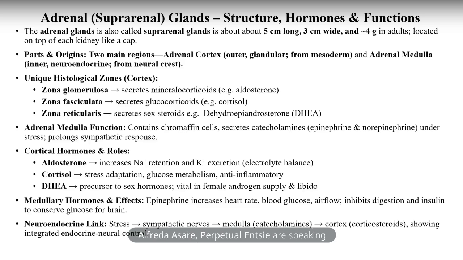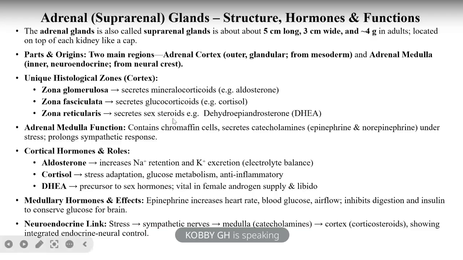Chromaffin cells. Good. Those are the cells that we have in the adrenal medulla. So the adrenal medulla contains the chromaffin cells, and it's the chromaffin cells that produce the catecholamines. Is that okay? So let's go back to the diagram.